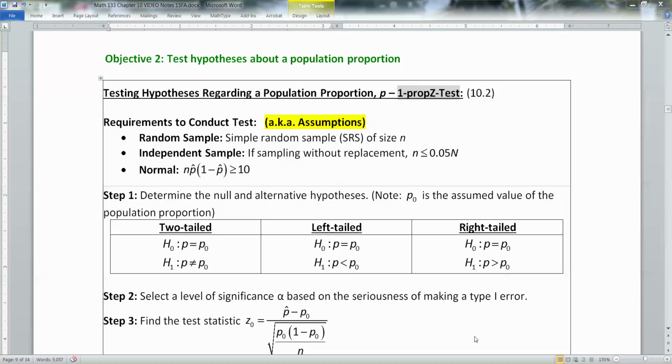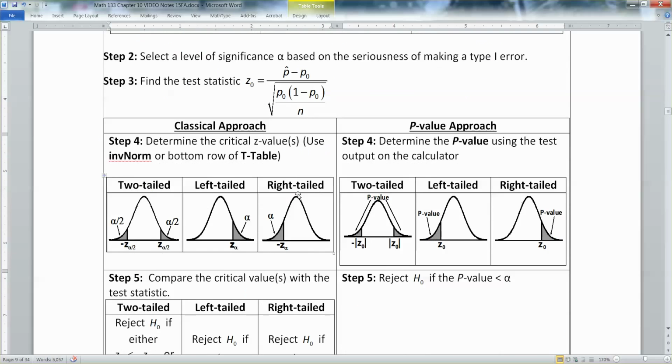In hypothesis test for population proportion, down here in step 4, we're going to need to be able to determine critical values. And it says to use inverse norm or the bottom row of the t-table. Now we learned how to do this a while ago, actually in chapter 7, and then we ran into it again in chapter 9.